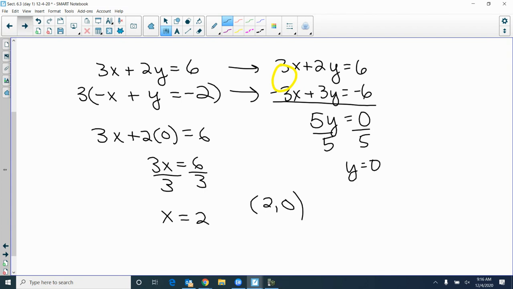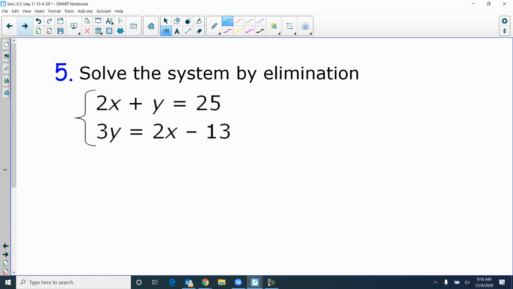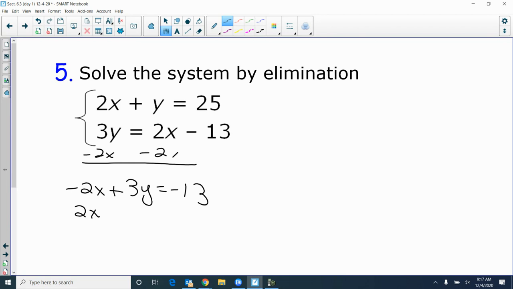Now the only thing I want to have you do is let's just set this one up. I'm not going to give you any homework, but just to finish this bottom one, this last one. What's the problem with this one right here? Grant? It's not lined up. It's not lined up. You've got to make everything line up before you can add. So I'm going to subtract 2x, and that gives me negative 2x plus 3y equals negative 13. And then bring down your 2x plus y equals 25.